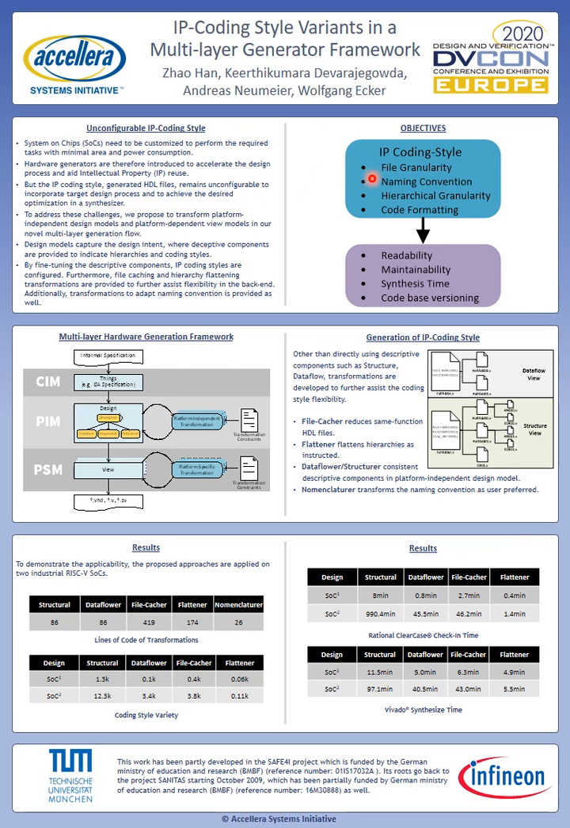IP coding styles have different aspects, such as file granularity, naming convention, hierarchical granularity, and code formatting. This has a direct impact on the readability and maintainability of our code, the synthesis time in the synthesizer, and code-based versioning. To enable flexibility in the IP coding style, we introduce our multi-layer hardware generator framework and the respective view transformations.